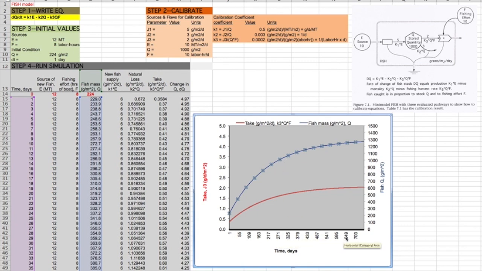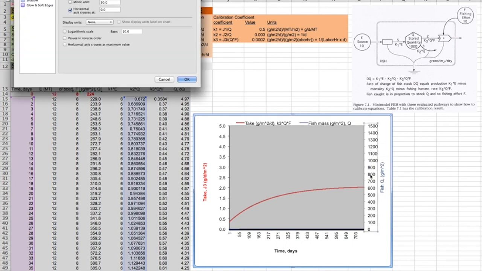We've run the simulation for 2 years. We can see that number of days here on the bottom. If we wanted to plot something besides fish mass, let's say we wanted to plot the natural loss because it's changing, we could just click and drag the box over. Note that it's plotting it on the right hand axis, which is in this case fixed, not dynamic.